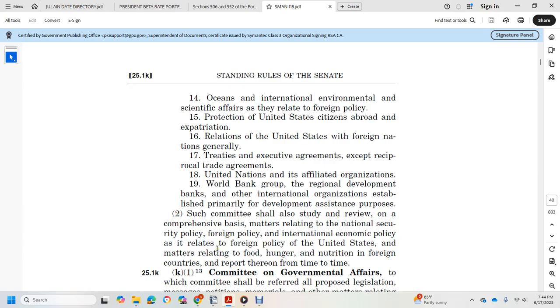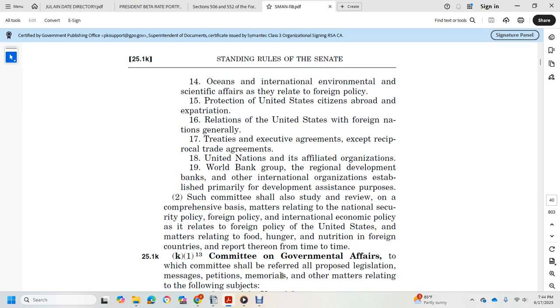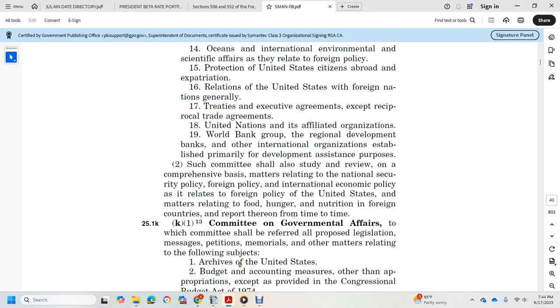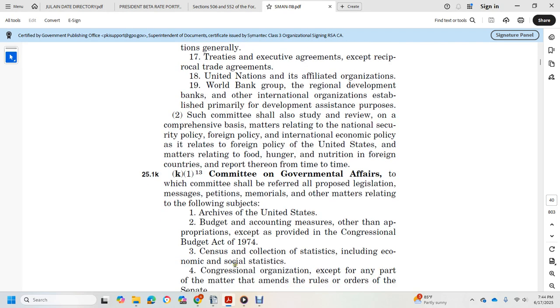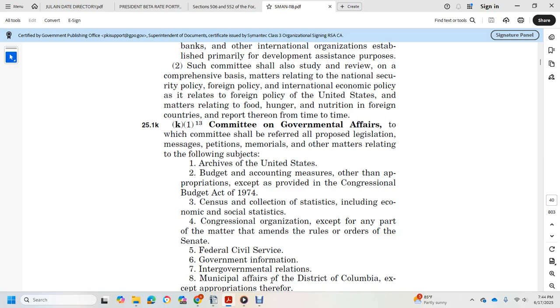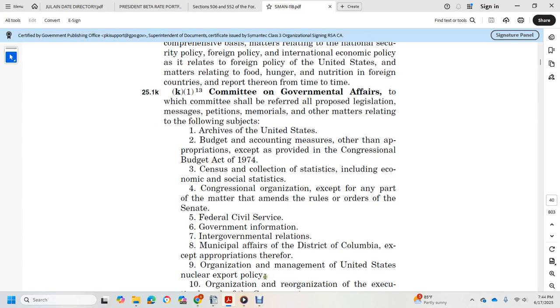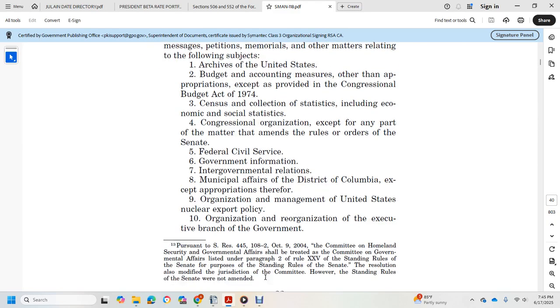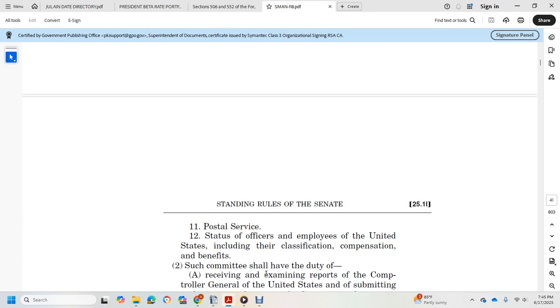Committee on Governmental Affairs, to which committee shall be referred proposed legislation, messages, petitions, memorials, and other matters relating to the following subjects: archives of the United States, budgeting and accounting measures, other than appropriations, except as provided in the Congressional Budget Act of 1974, census and collection of statistics, including economic and social statistics, congressional organization, except for any part of the matter that amends the rules or orders of the Senate, federal civil service, government information, intergovernmental relations, municipal affairs of the District of Columbia, except the appropriations thereof, organization and management of United States nuclear export policy, organization and reorganization of the executive branch of the government, Postal Service, and the status of officers and employees of the United States, including the classification and compensation and benefits.